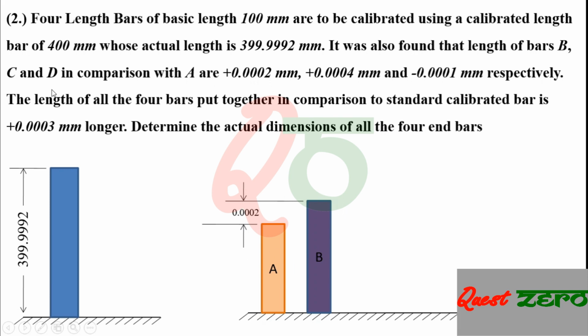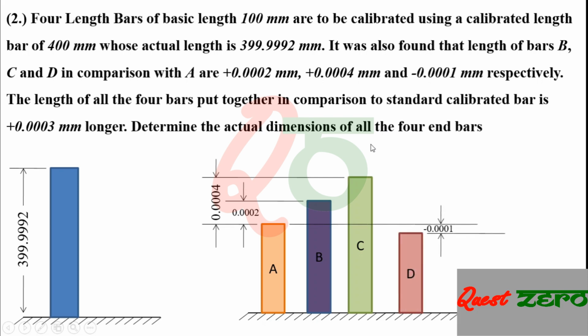And then comparing bar C with bar A, it is plus 0.0004 mm, so it is longer by 0.0004 mm. I'll represent it in the diagram again, 0.0004 mm. And then when I compare D with A, it is minus 0.0001 mm. So minus means it is shorter than A by 0.0001 mm. I'll represent the same thing. So from the data given in the question, I'll first frame the diagram.